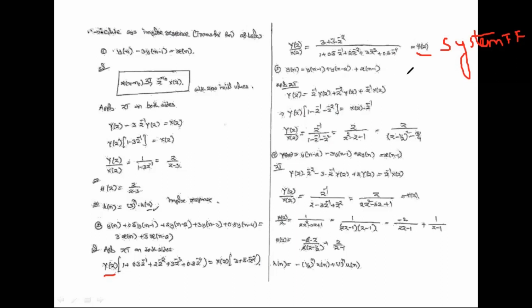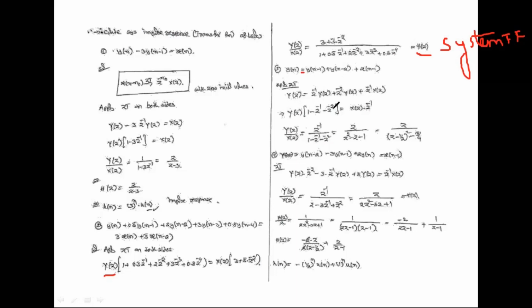And another example we have here: y of n is equal to y of n minus 1 plus y of n minus 2 plus x of n minus 1. Apply the z transformation on both sides. Y of z is equal to z inverse Y of z, plus z power minus 2 Y of z, plus z inverse X of z. Take the two terms to the left hand side.